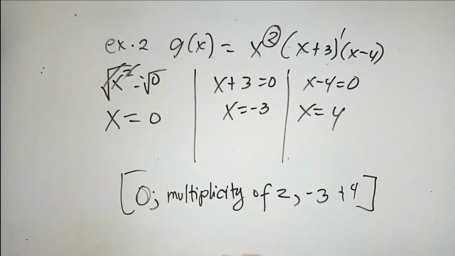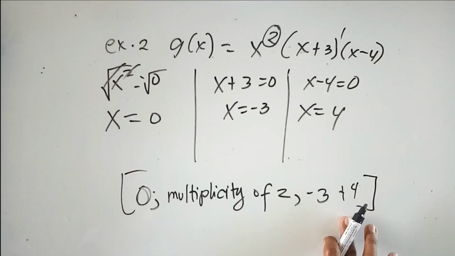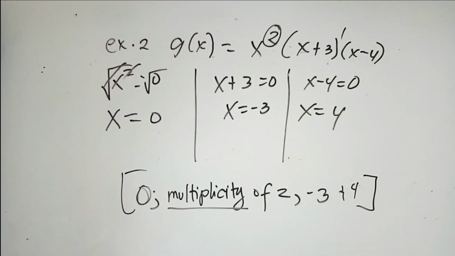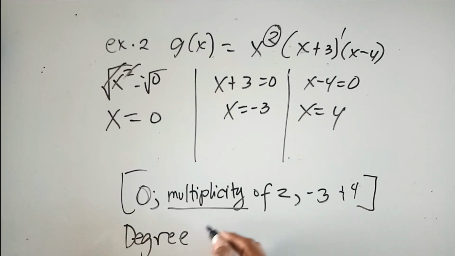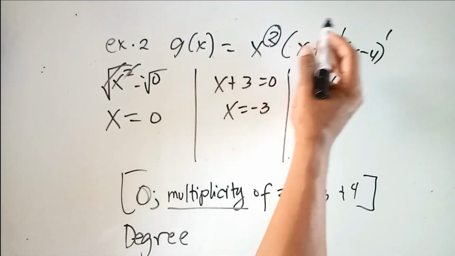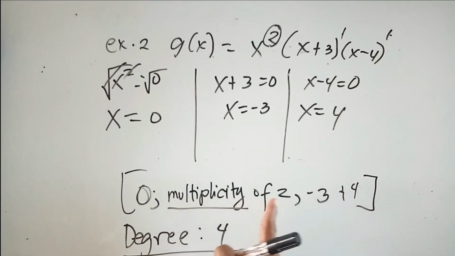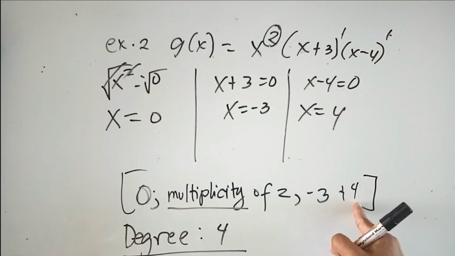These are now your roots. You really need to write the multiplicity if there is a certain exponent on a certain root. Remember that all the time. Therefore, our degree here, just simply counting, 2 plus 1 plus 1, is 4. Also here you have 2 zeros, 2, 3, and 4. Therefore, the degree is 4, and your roots are 0 with multiplicity of 2, negative 3, and positive 4. And that's how you solve the roots and determine the degree of a polynomial function.